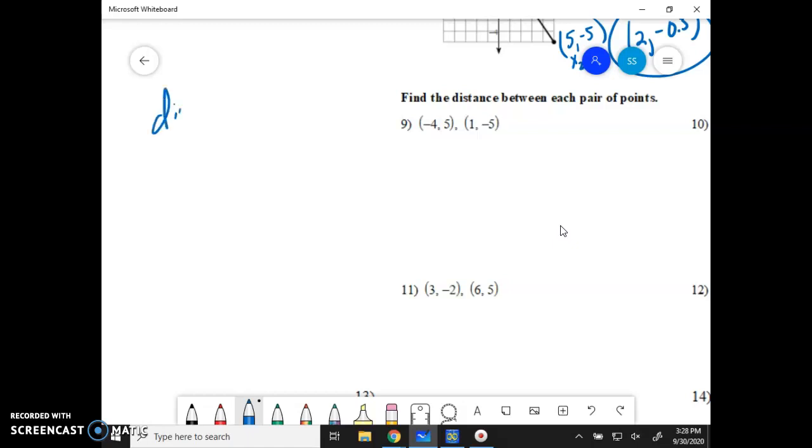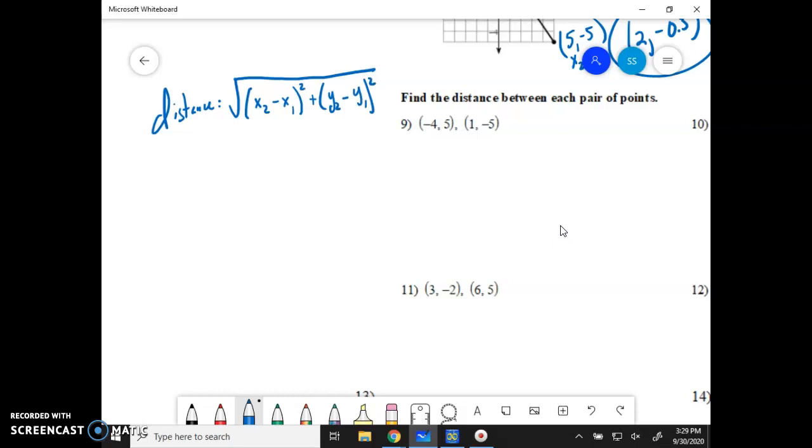So the distance formula is the square root of x2 minus x1 squared plus y2 minus y1 squared. And then we take the square root of the whole thing.